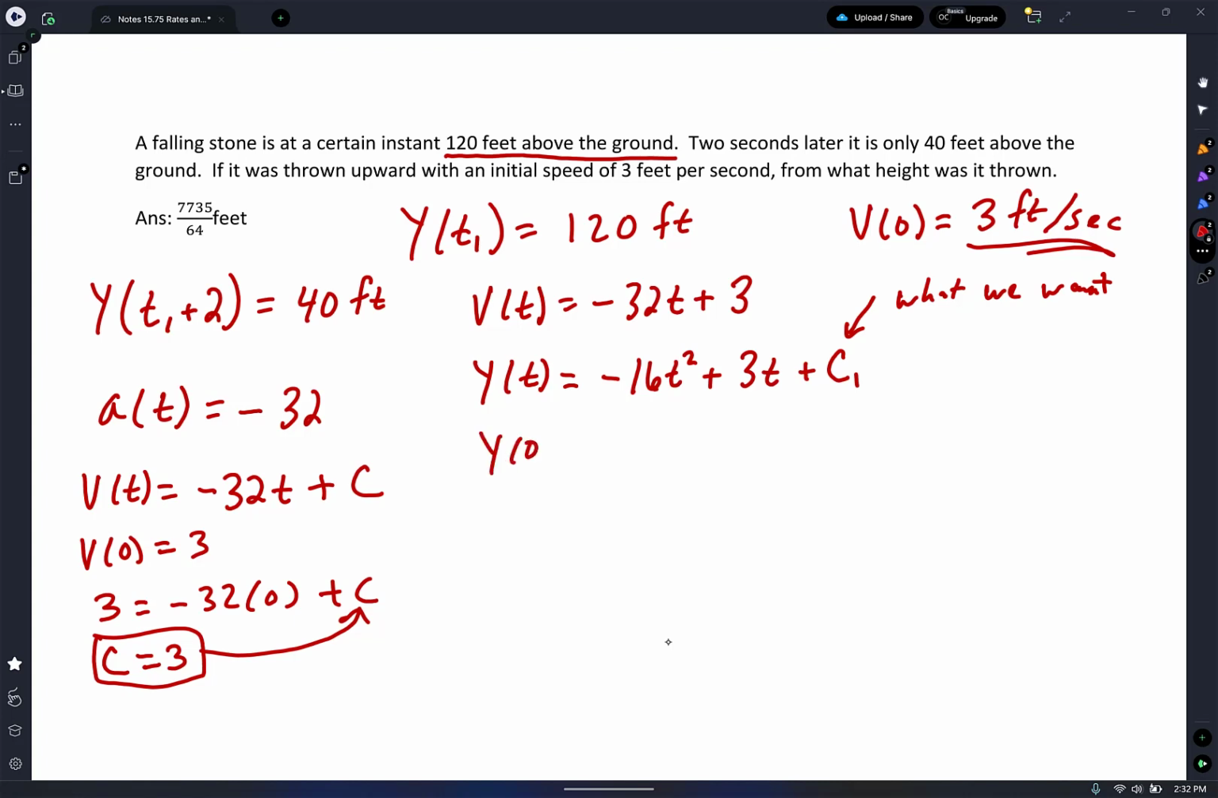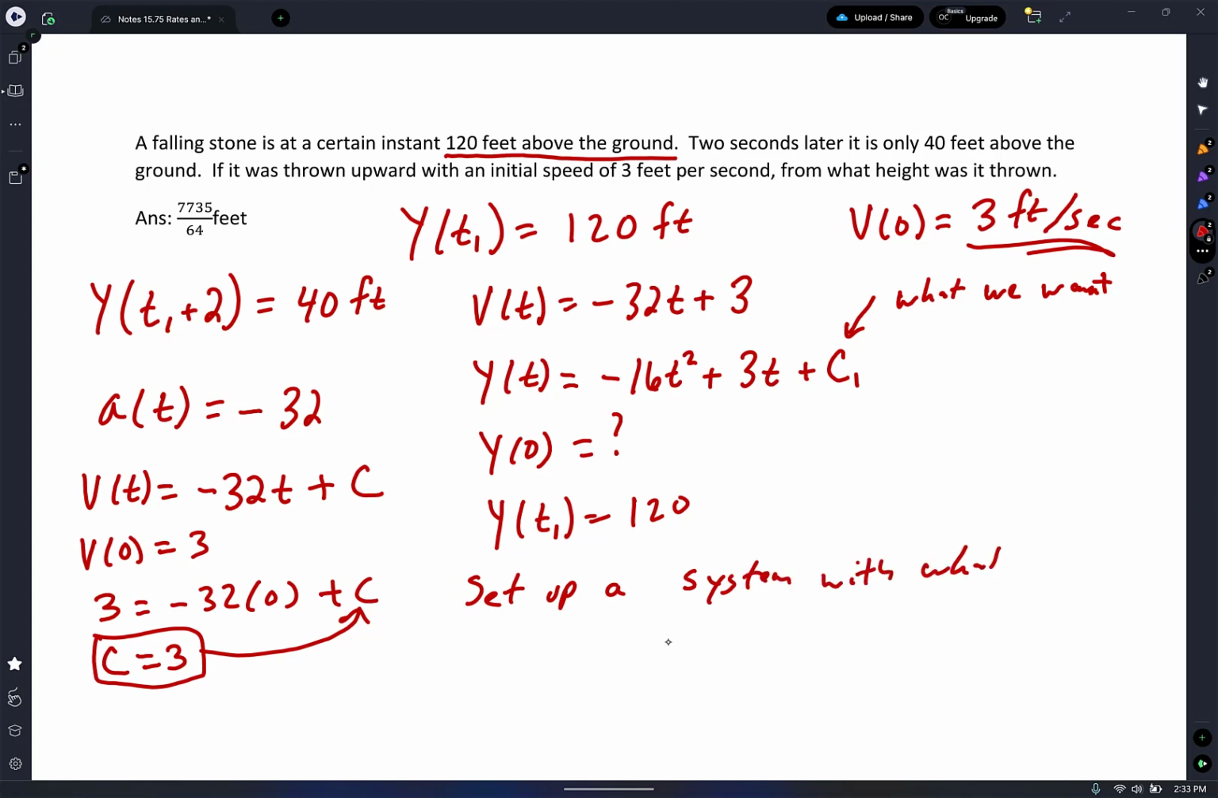Why do we want it? Because I'm going to find out where I'm at 0. Y of 0 equals question mark. I don't know what that is. But I know y of t1. Y of t1 was 120, guys. So I'm going to plug in t1. I'm going to set up a system of equations like in Algebra 1 or Algebra 2 when you learned about systems. So here we go. Set up a system with what we know.